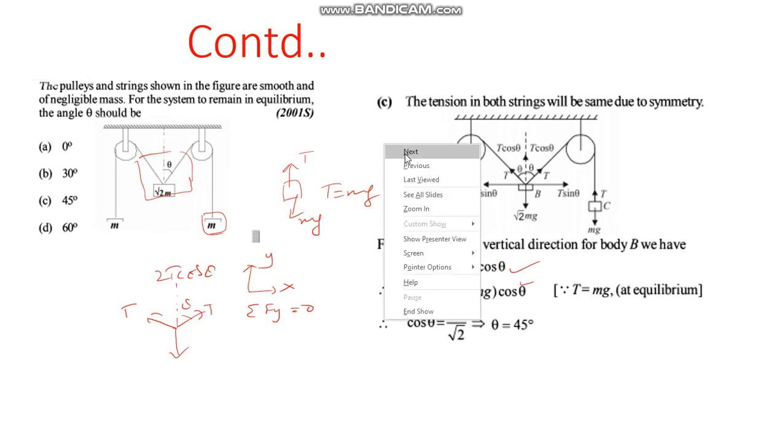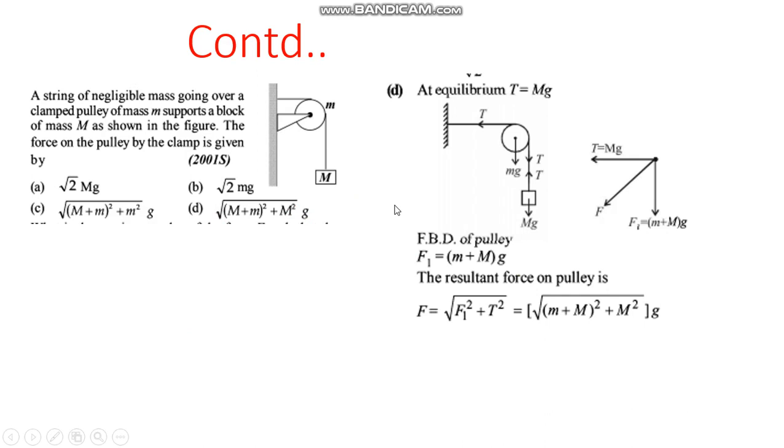So let's see one more. A string of negligible mass going over a clamped pulley of mass m carries a block of mass M as shown in the figure. Find the force on the pulley. So here the situation is that there is a pulley, there is a mass of capital M. That means Mg is acting downward. So there will be a tension.